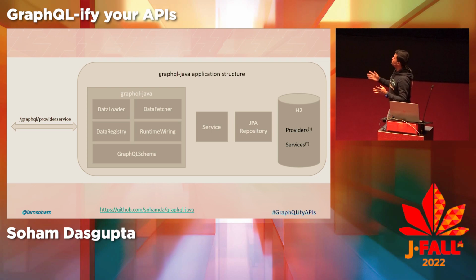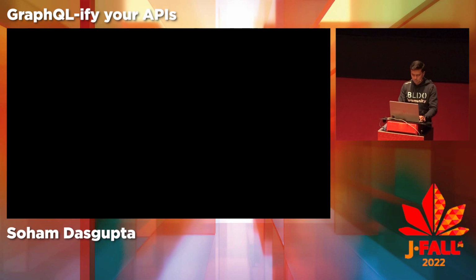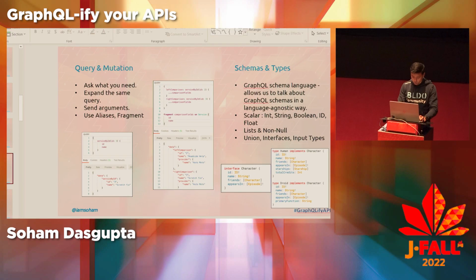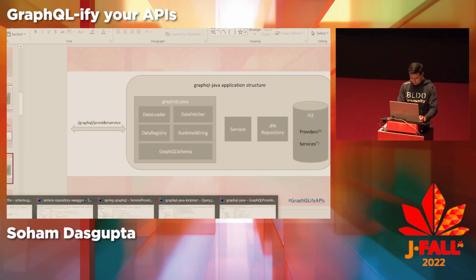There are a few more components which need to be defined when you're creating a GraphQL Java application with this library. You need to define how to parse your schema. You need to define where to find those queries when somebody is trying to retrieve services or providers. And that goes on and on. It's quite a lot of boilerplate code, actually.